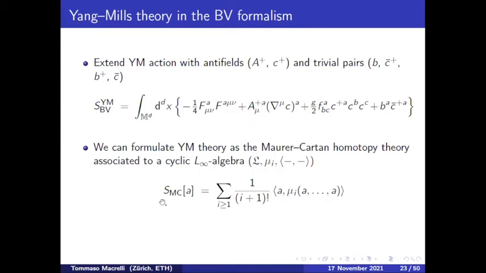That is a theory expressed by this action here. We have here the angular brackets that are the cyclic structure, this kind of inner product, and mu_i that are the higher products of the L-infinity algebra. And what we can do is to reformulate every action we are interested in, for example, Yang-Mills theory, as a Maurer-Cartan theory.